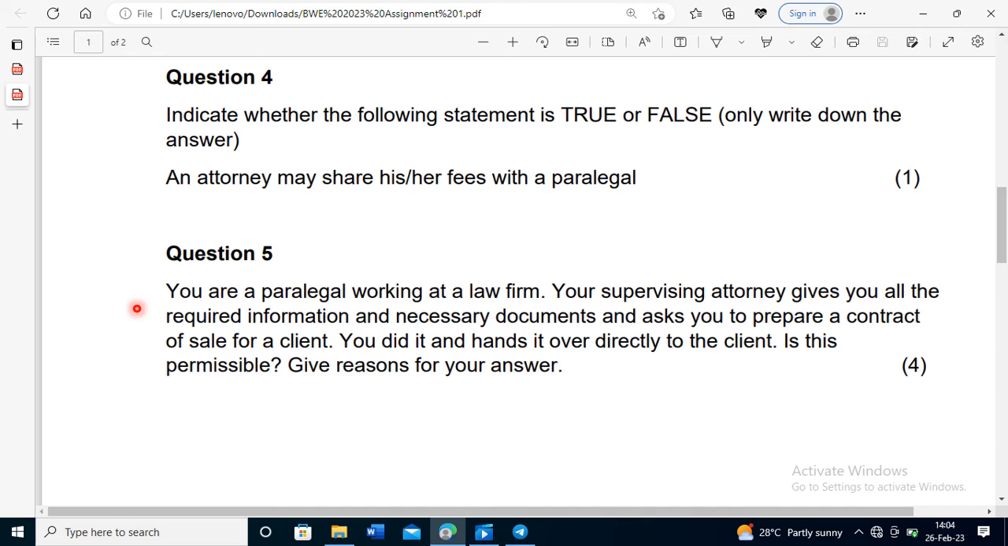A paralegal has to hand over the work to an attorney. So if you go to page 37 to 38, you're going to see the role of a paralegal in a law firm. Those rules are going to tell you what is expected of a paralegal in a law firm. Yeah? So you'll be able to see why I am saying no. But one thing that I can tell you, it is a no. You just have to say no, and then you have to give 4 reasons. Yeah? So let's go to question 6.